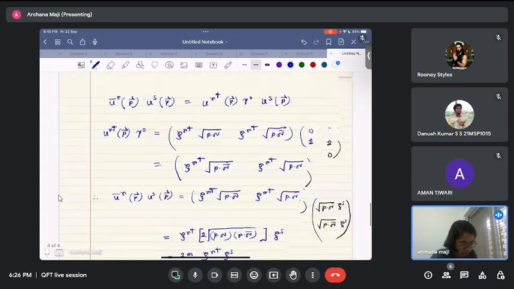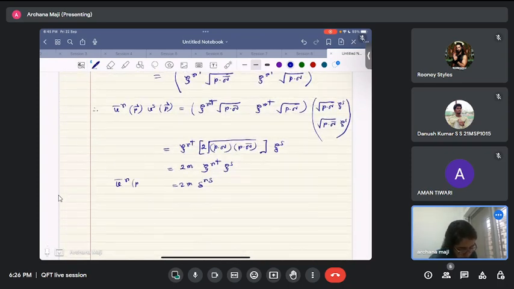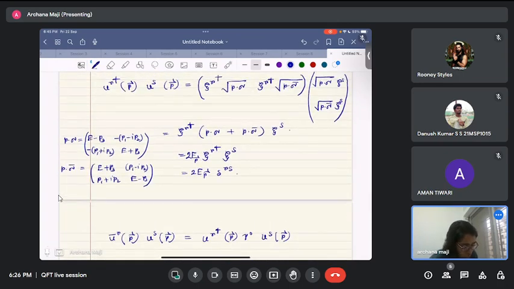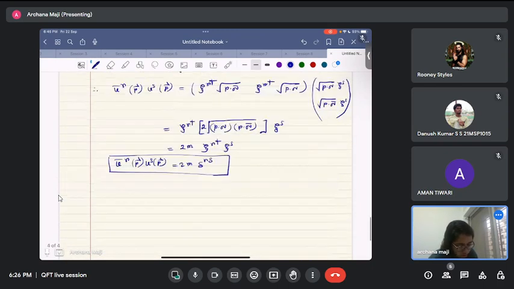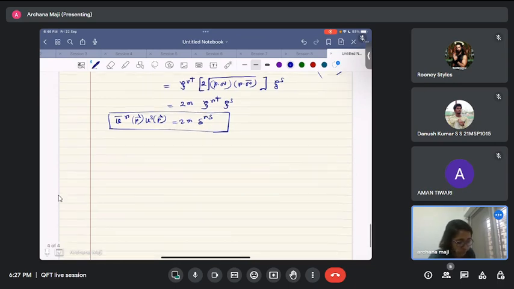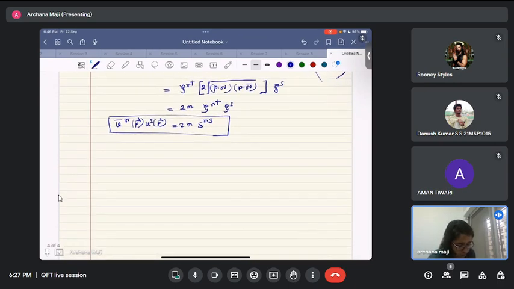So these are the normalization conditions for the positive energy solution.